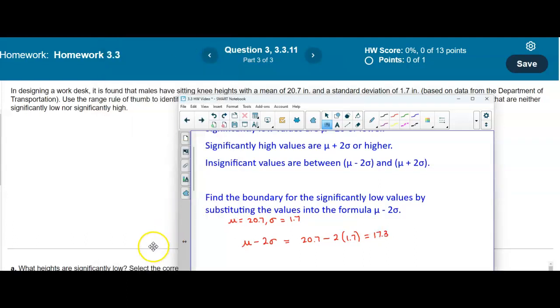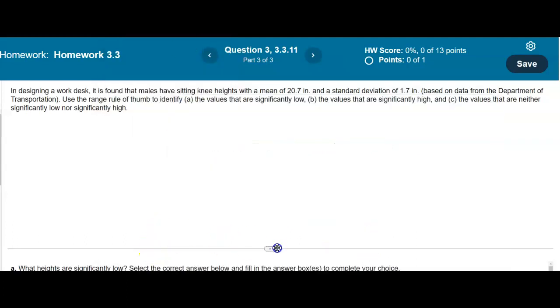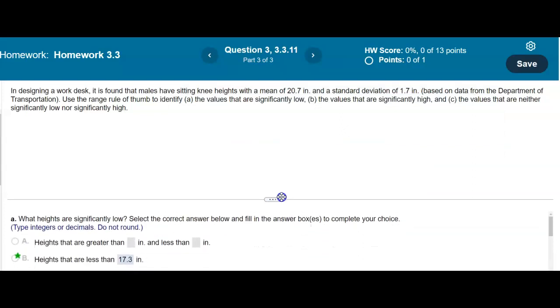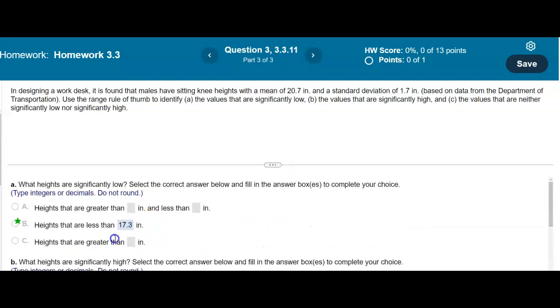So let's answer our first question. What heights are significantly low? Well, we would say that the heights that are less than 17.3 inches. Because again, it has to be lower than that or less than that to be significantly low.